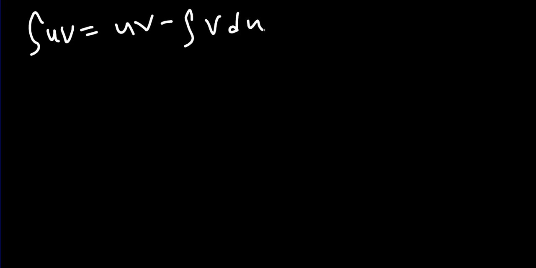So, first, what is integration by parts? Integration by parts essentially says that the integral of u times v, hold on, let me erase this, is equal to uv minus the integral of v du. Okay?